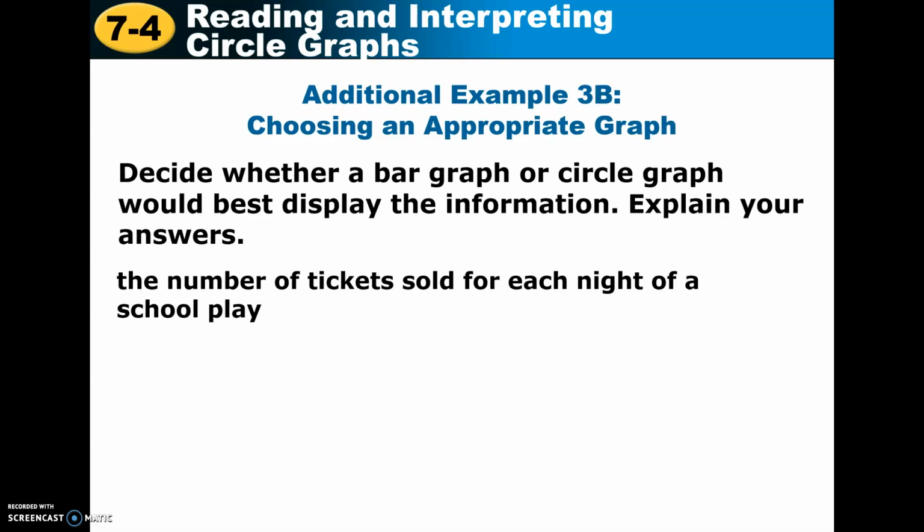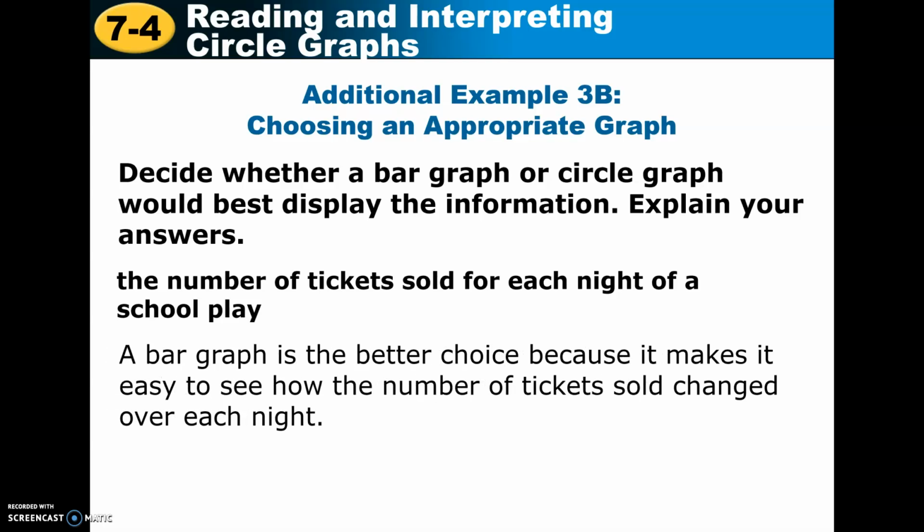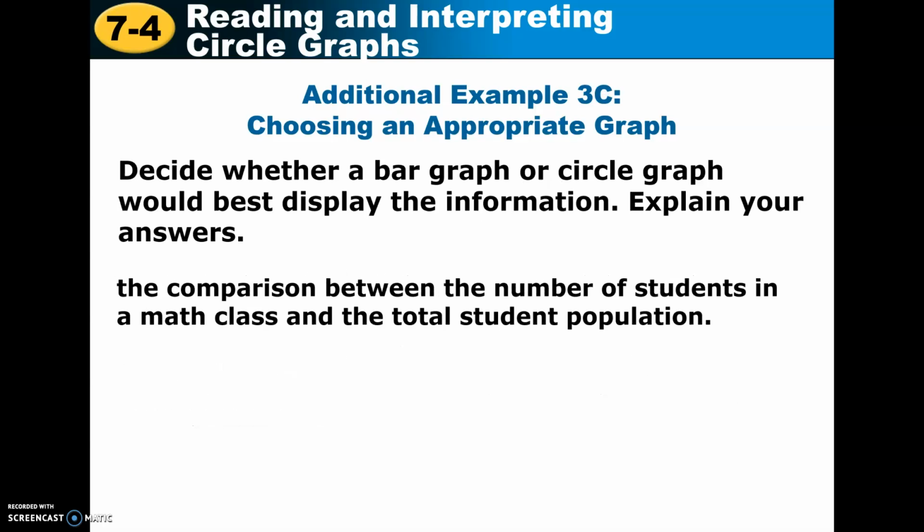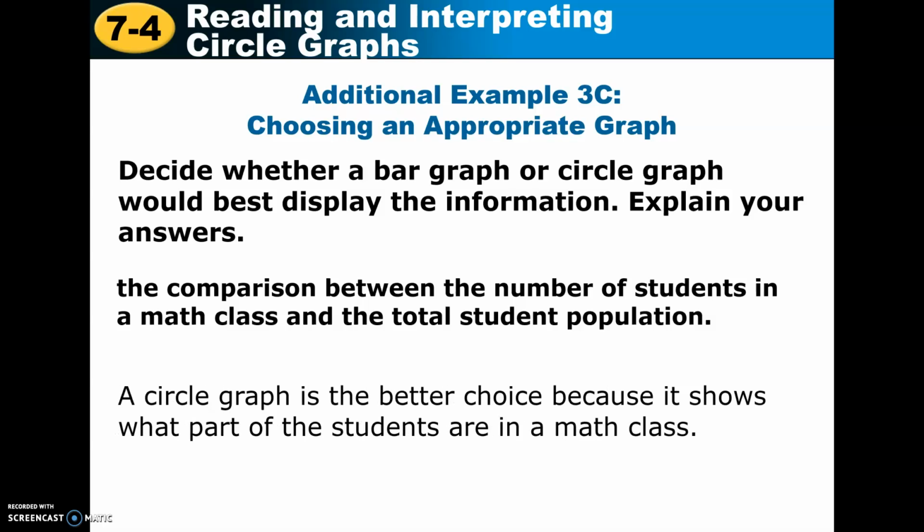The number of tickets sold for each night of a school play. So you're comparing over time how many tickets are sold. That would be a bar graph, because it makes it easy to show how the number of tickets changes over time. The comparison between the number of students in math and the total student population. Well, you're comparing parts to the total population, so that would be a circle graph. It shows what part of the students are in math.